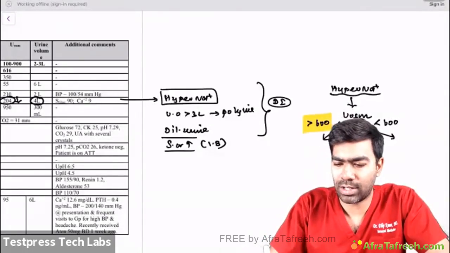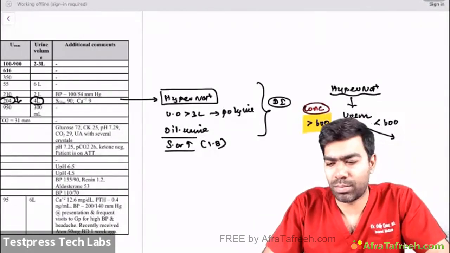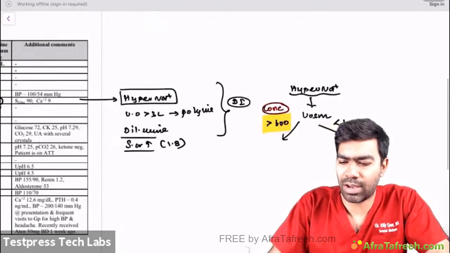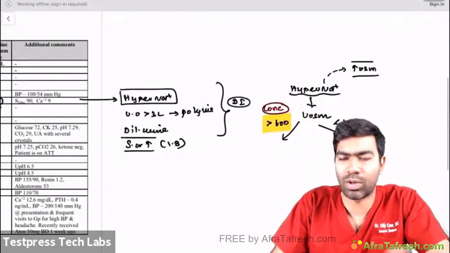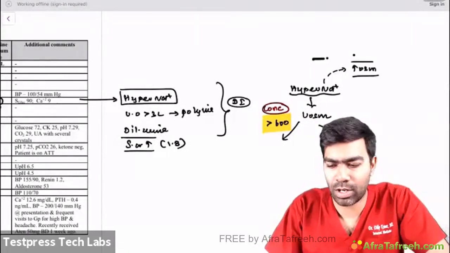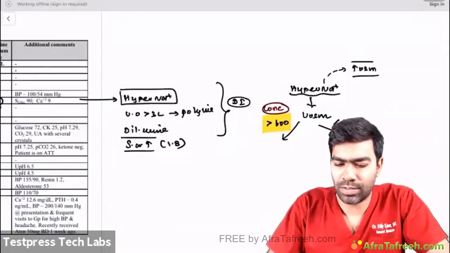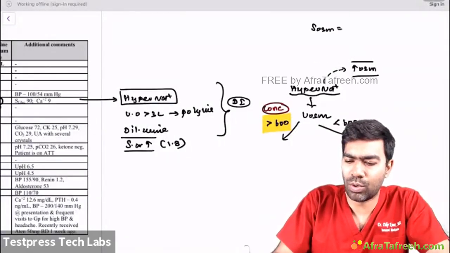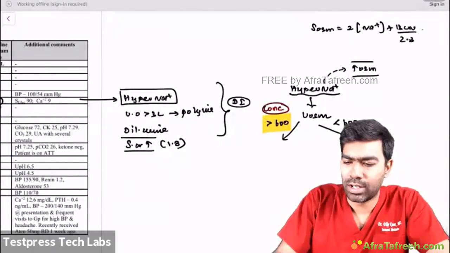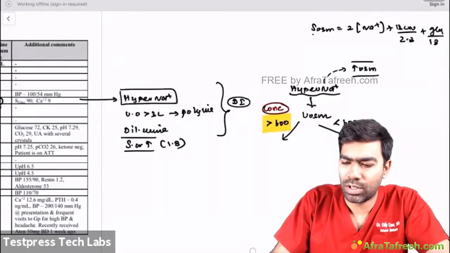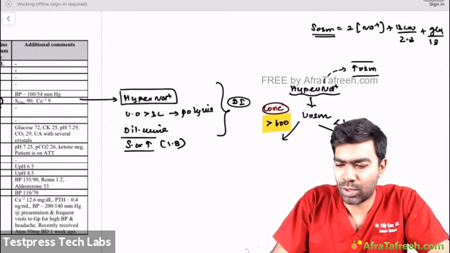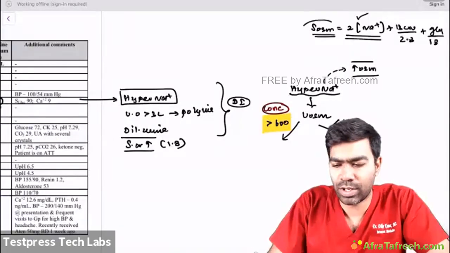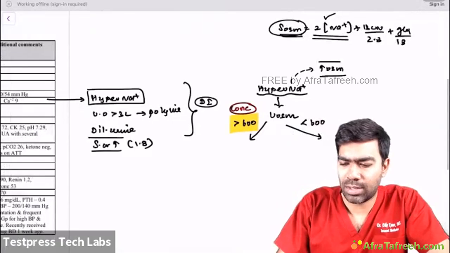If I see more than 600, I'm passing concentrated urine, which I feel is appropriate for the hypernatremia I'm having, because whenever I have hypernatremia, I have hyperosmolarity. Sodium is a very important constituent that determines the osmolality of the blood. The formula for serum osmolality is 2 times sodium plus blood urea nitrogen divided by 2.8 plus glucose divided by 18. We discussed that yesterday. Sodium is a very important component determining serum osmolality, and it would have been very high.